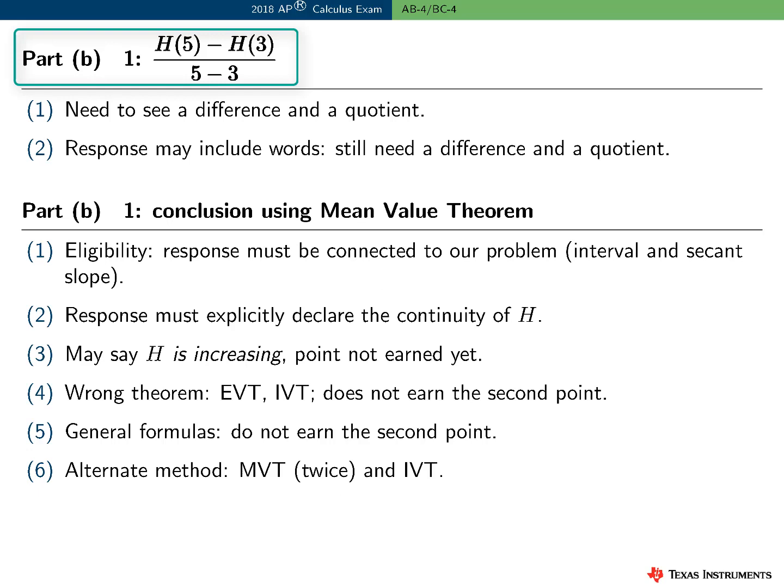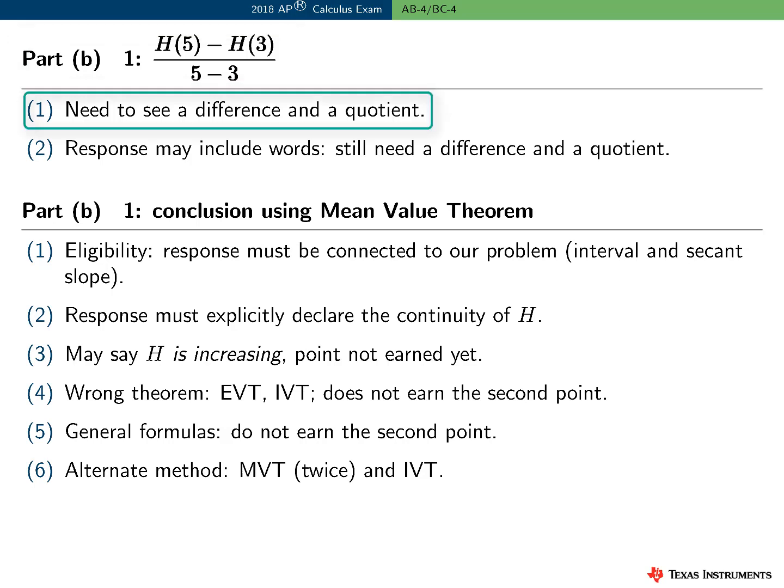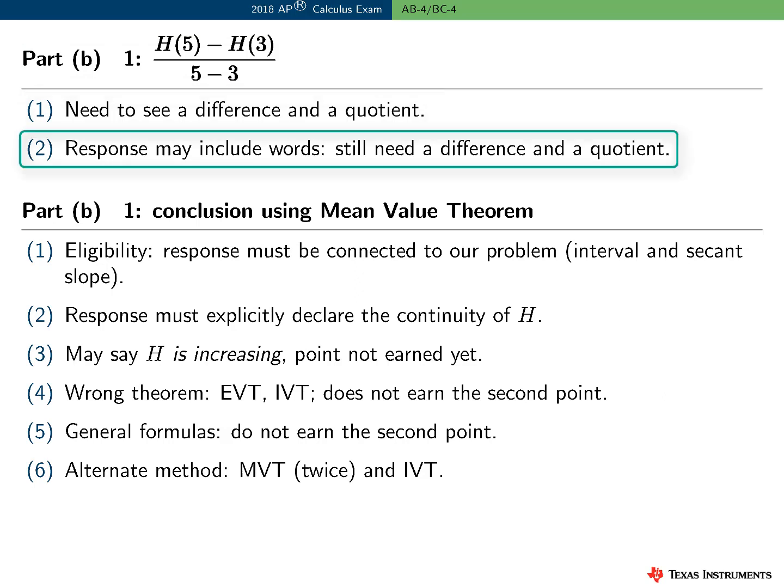In Part B, the first point is for writing the appropriate quotient that leads to a secant line slope of 2. And consistent with Part A, the student must present at least one difference and a quotient. The student's response may include prose, but they still need to produce a difference and a quotient.